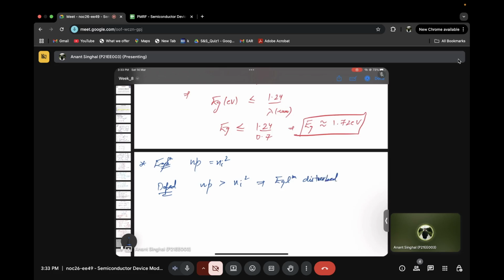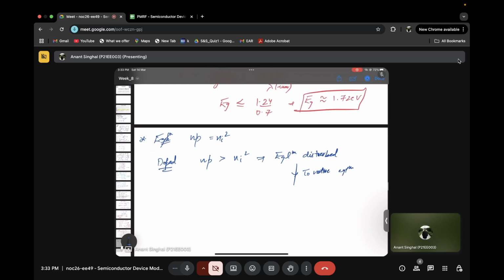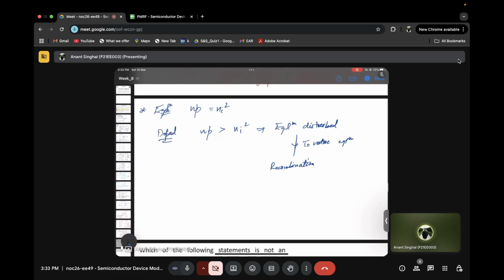Since the inherent property is to restore equilibrium, all those generated carriers start to recombine. This process is what we call recombination of electron hole pairs. So the definition is: the minority carriers recombine with the majority carriers.